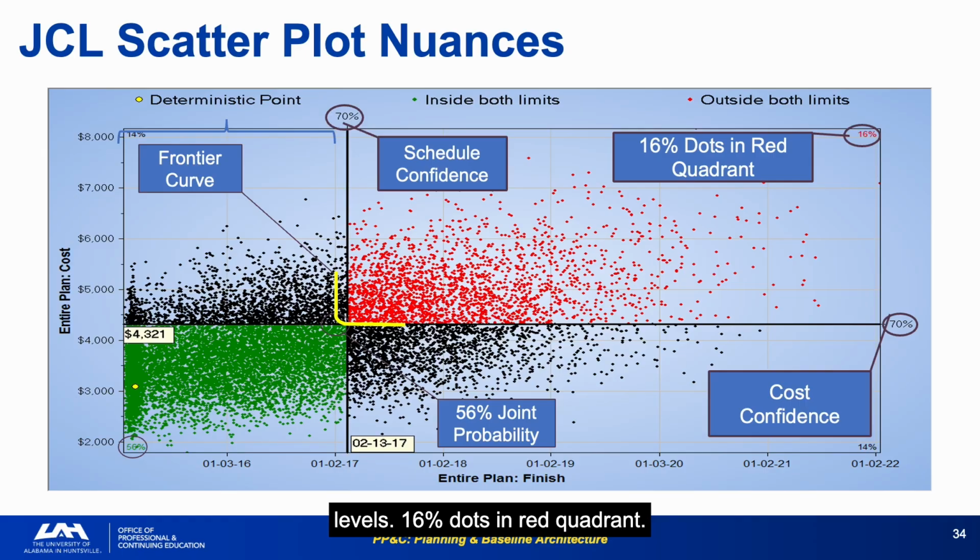16% of dots are in the red quadrant. These are the outcomes where both cost and schedule exceed the commitment. Reducing this percentage, moving dots out of the red quadrant, is the goal of risk mitigation investment. The practical implication: to achieve 70% joint confidence, you typically need cost confidence and schedule confidence that are each higher than 70%. This is why JCL almost always requires more reserves than preliminary analysis suggests.